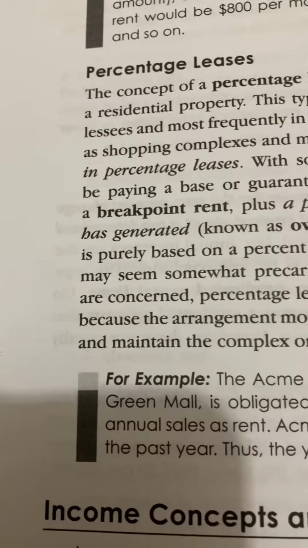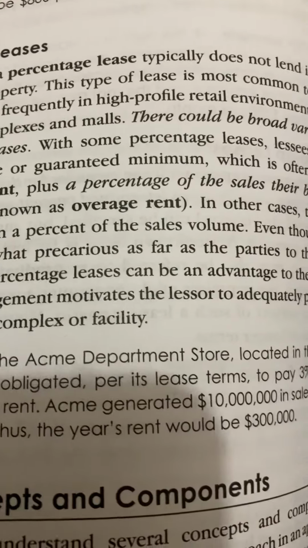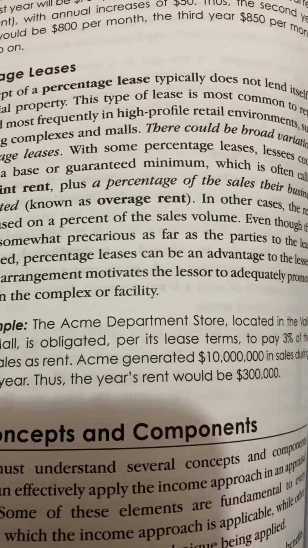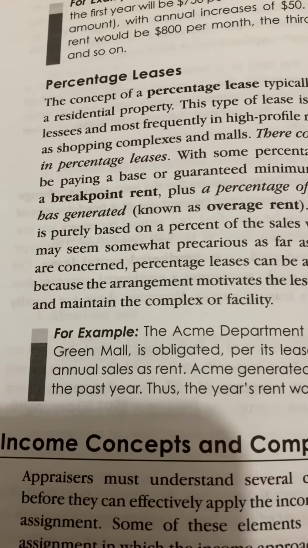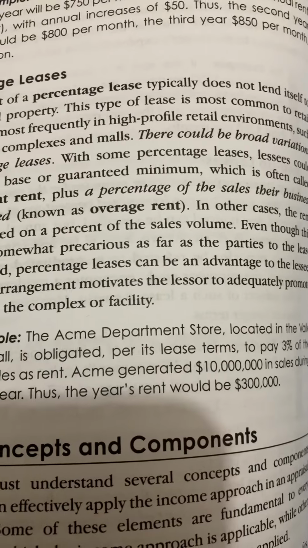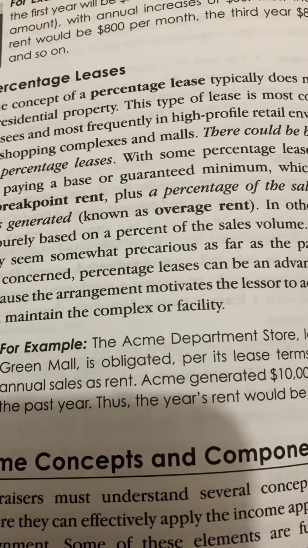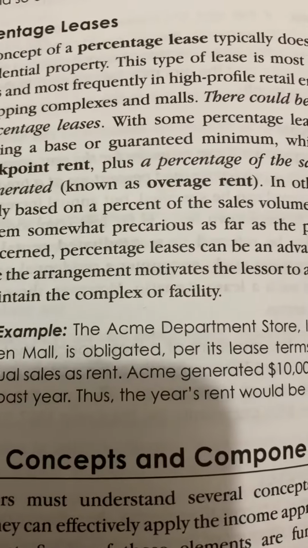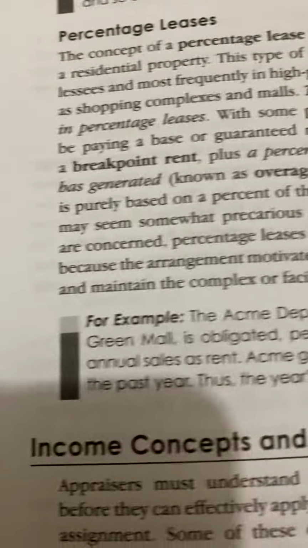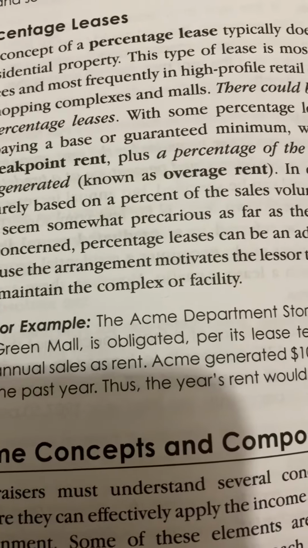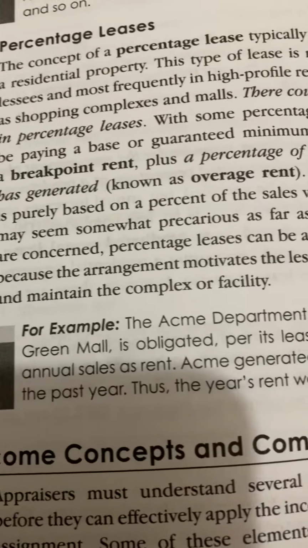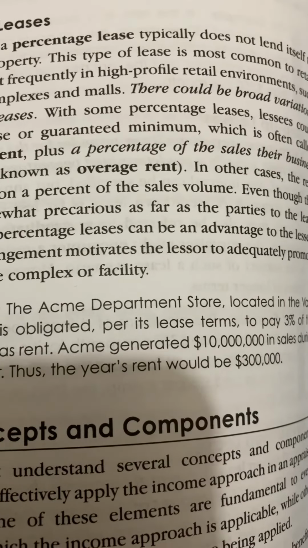Even though this may seem somewhat precarious as far as the parties of the lease are concerned, percentage leases can be an advantage to the lessee because the arrangement motivates the lessor to adequately promote and maintain the complex or facility. For example, the Acme department store located in the Valle Green Mall is obligated per its lease terms to pay 3% of the annual sales as rent. Acme generated $10 million in sales during the past year. Thus, the year's rent would be $300,000.